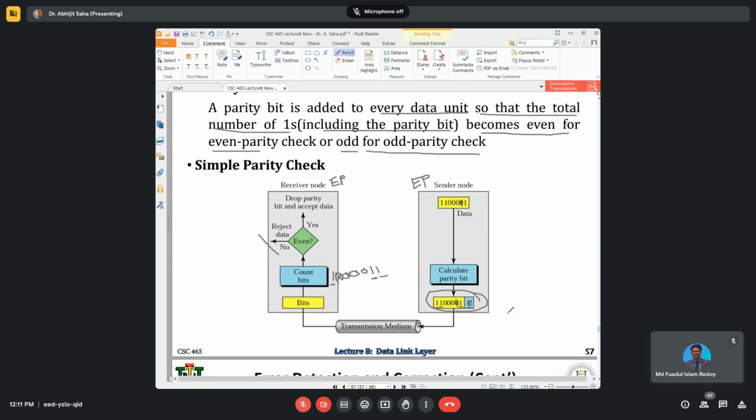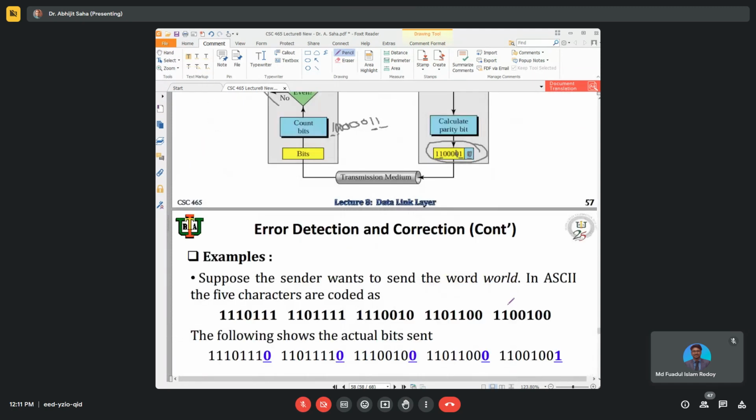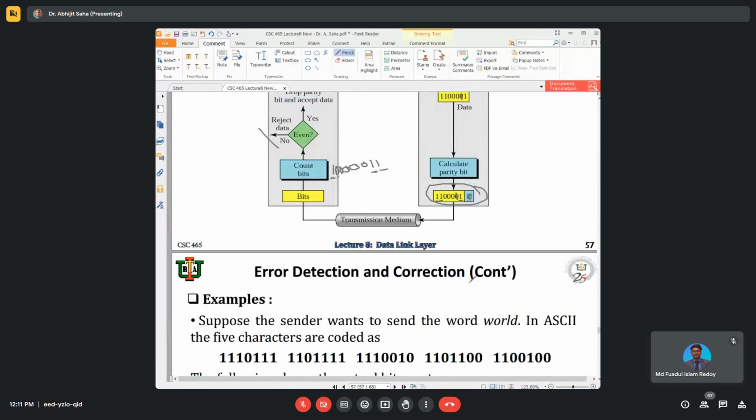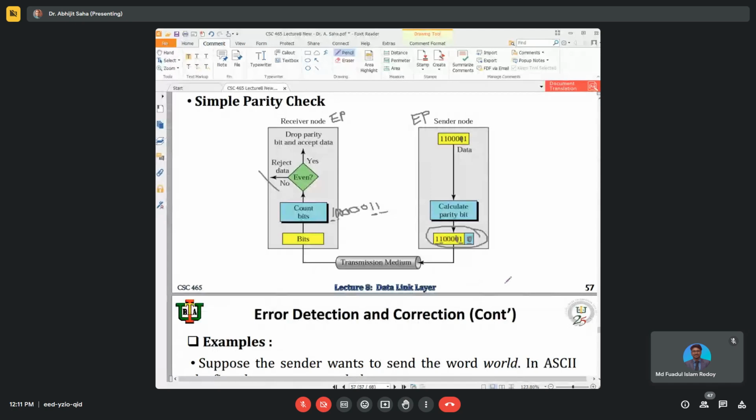Sir, what is the meaning of drop parity bit in the receiver node? Yeah, again, repeat please. Sir, what is the meaning of a drop parity bit in the receiver node? Drop parity, I don't understand. Sir, drop parity bit in the receiver node.